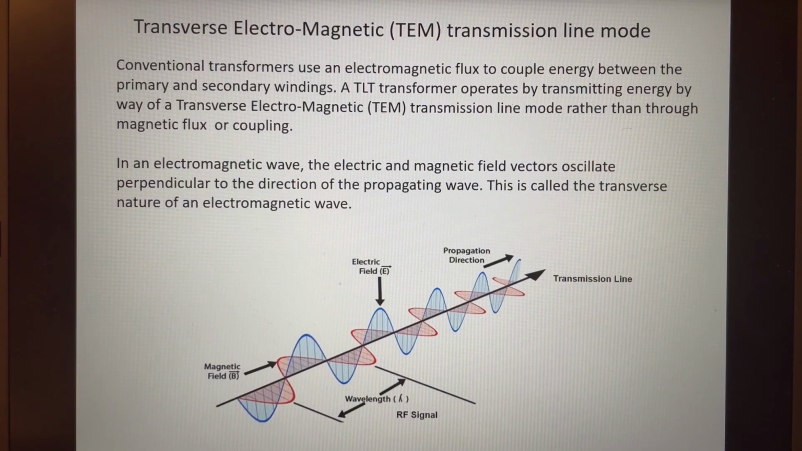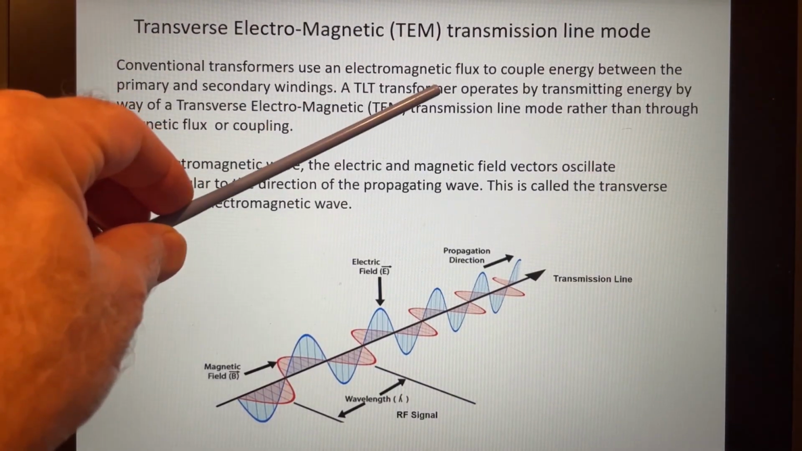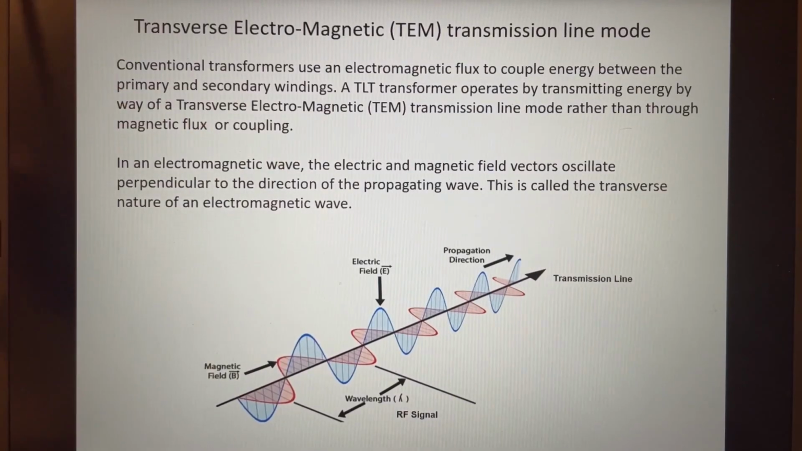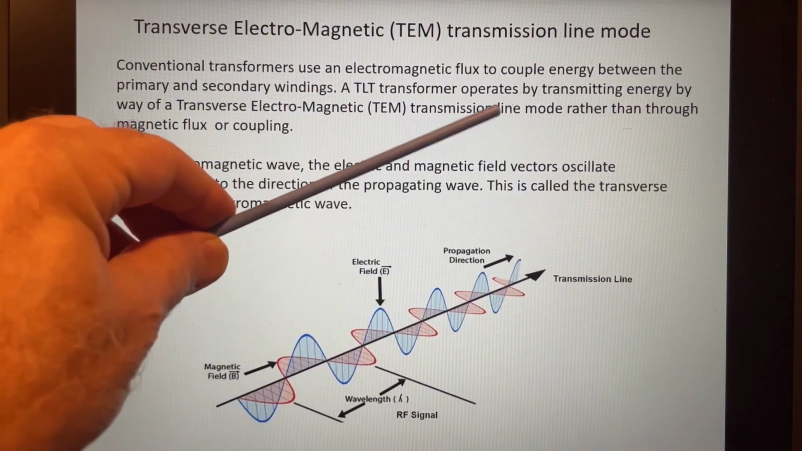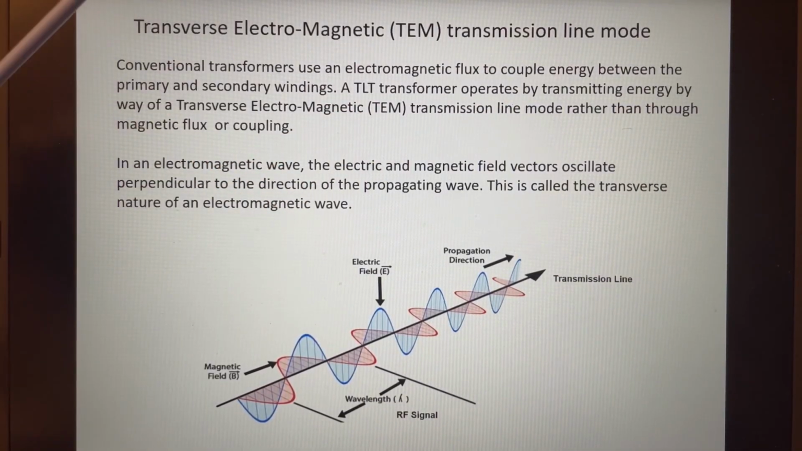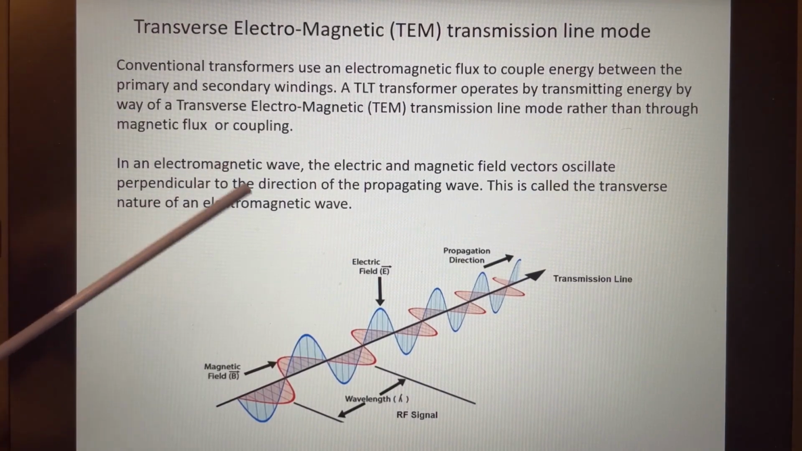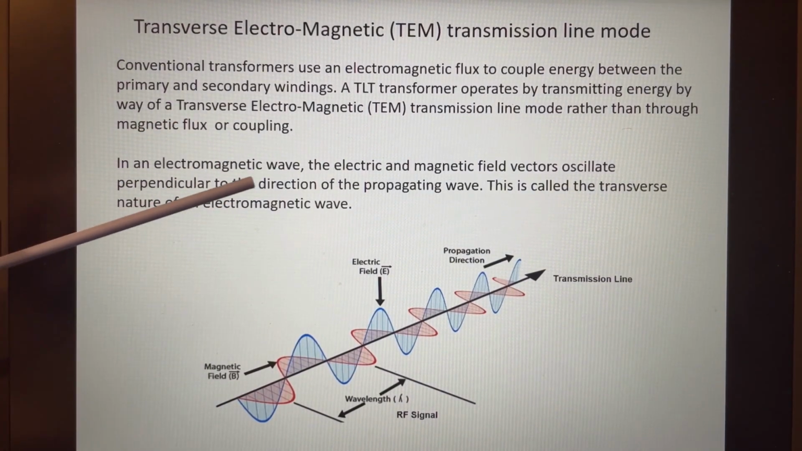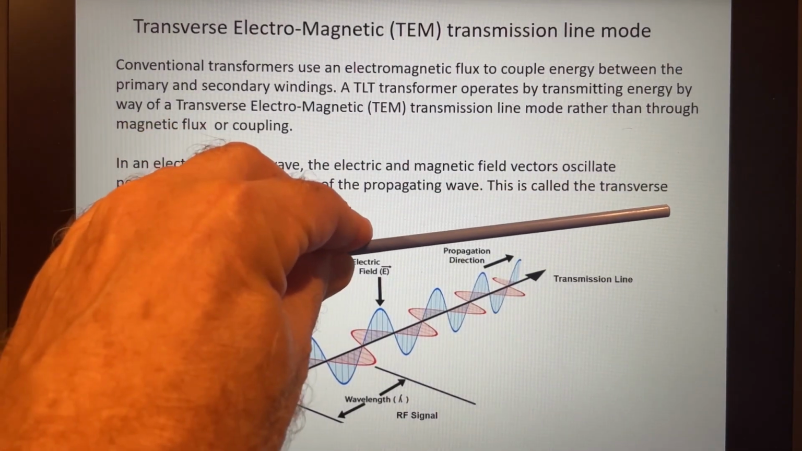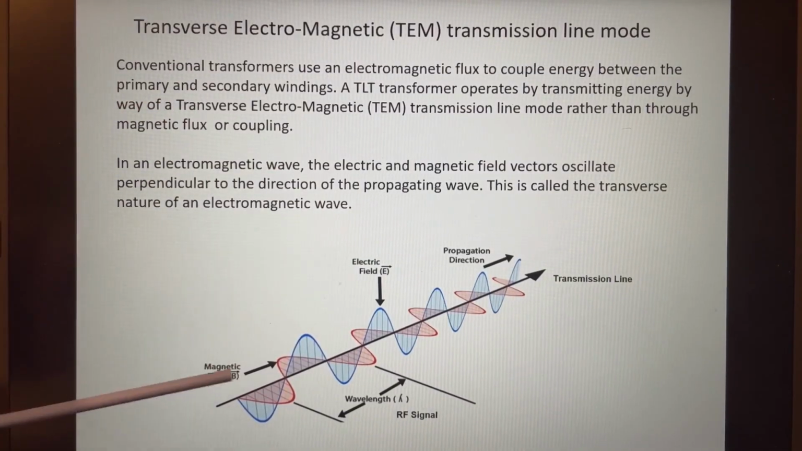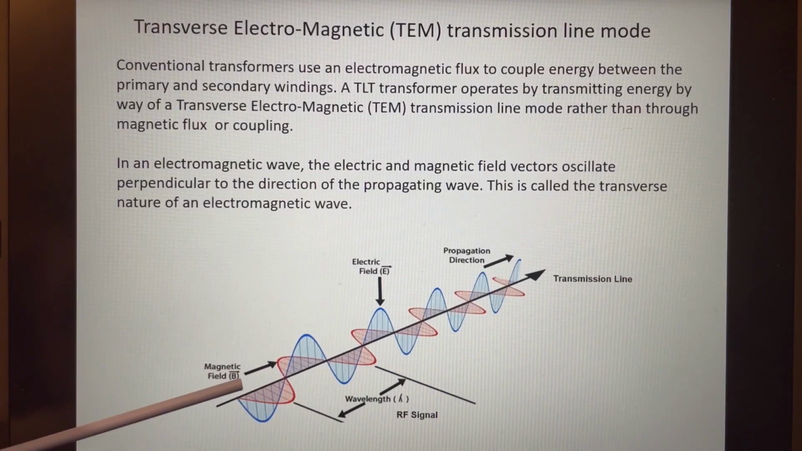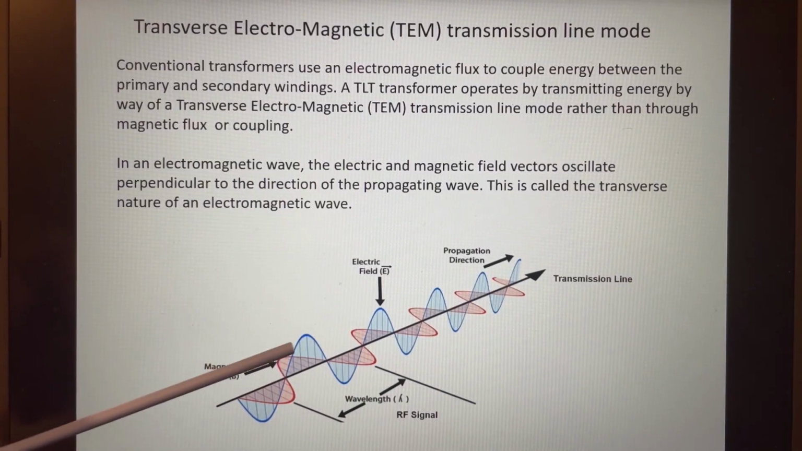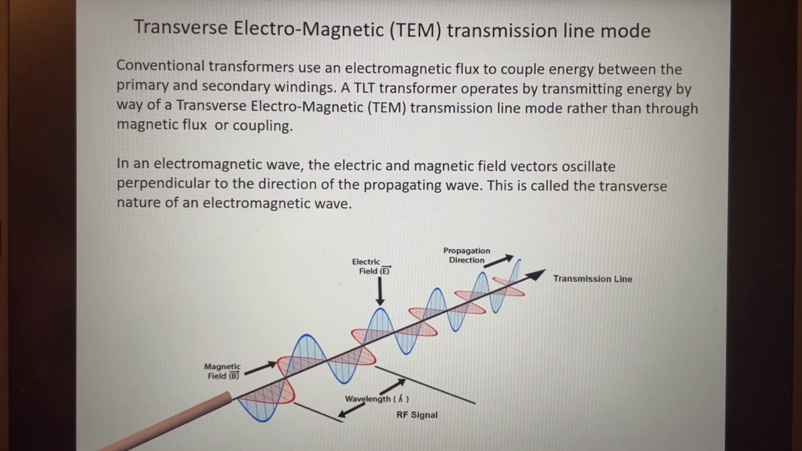As I said, with conventional transformers, we have an electromagnetic flux that couples energy between the primary and secondary. In the TLT transformer, we're using a TEM transmission line mode. So basically, we have an electromagnetic wave that's propagating through the coax wire, and we're looking at the electric field and the magnetic field, which are perpendicular to one another. That's what's illustrated here.